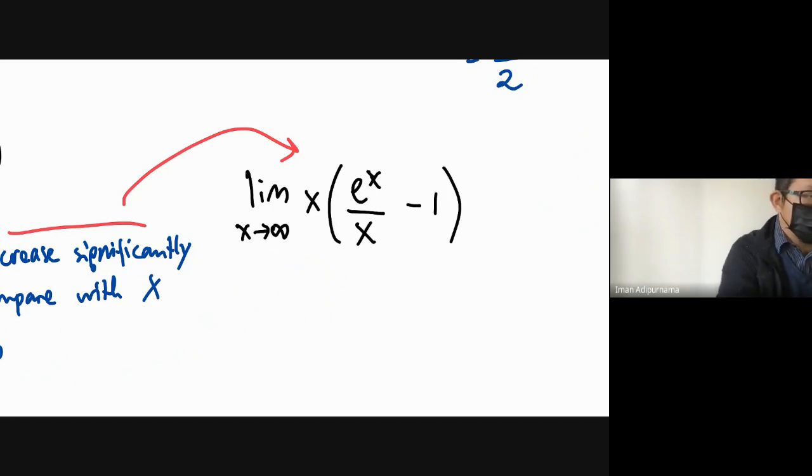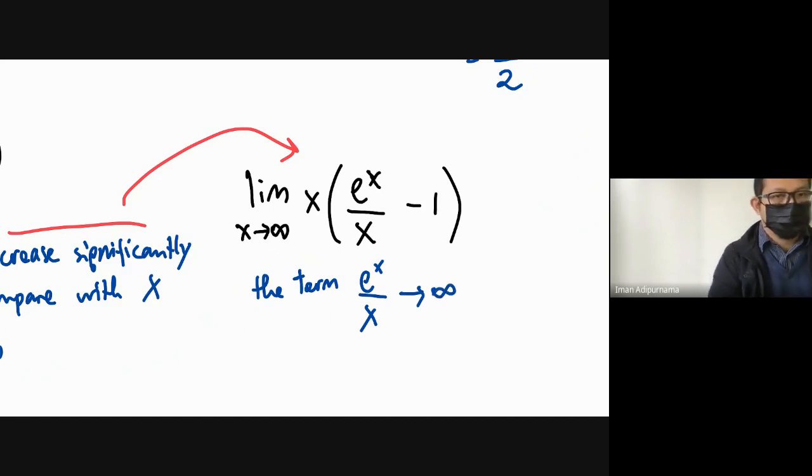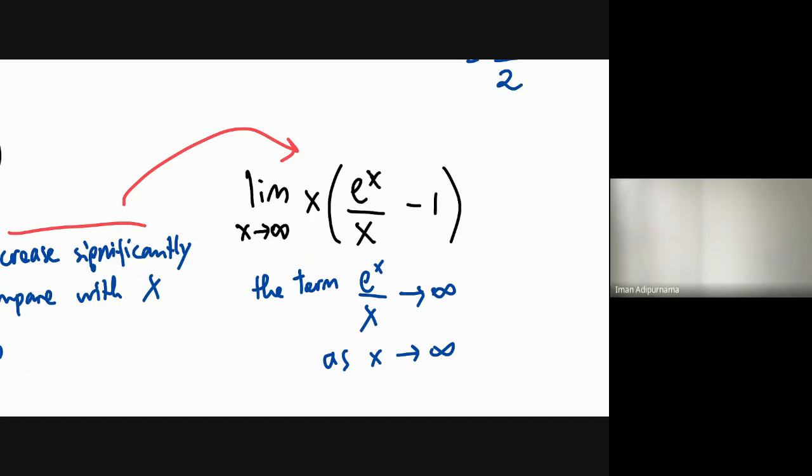So we can see that the term e to the x over x is approaching infinity as x approaches infinity. Because from here, you see that this is actually growing faster than this. And you need to multiply again with the x outside here. So of course, it is going to have infinity.